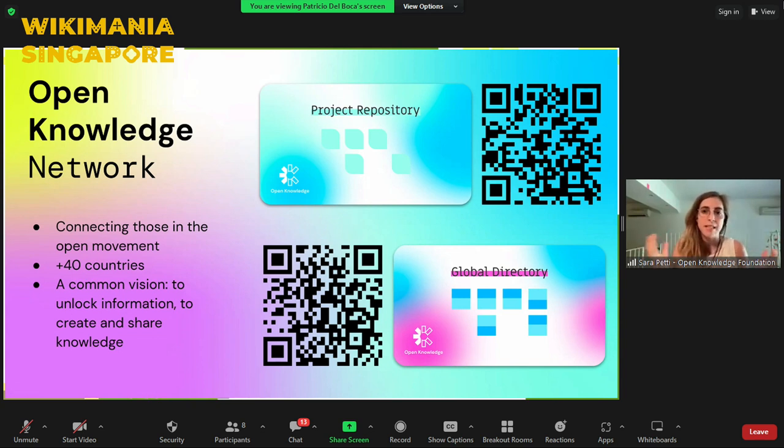We basically bring these people together under a common vision, which is to unlock information, to create and share knowledge in order to produce positive social change locally. And we recently relaunched the Open Knowledge Network with two very interesting projects that might be interesting for you.